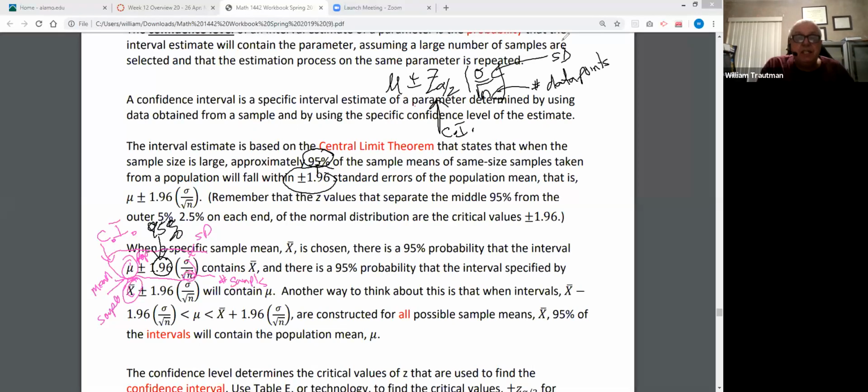Okay, so this is the confidence interval formula. The mean plus or minus the confidence interval percentage times standard deviation divided by the square root of the number of data points.